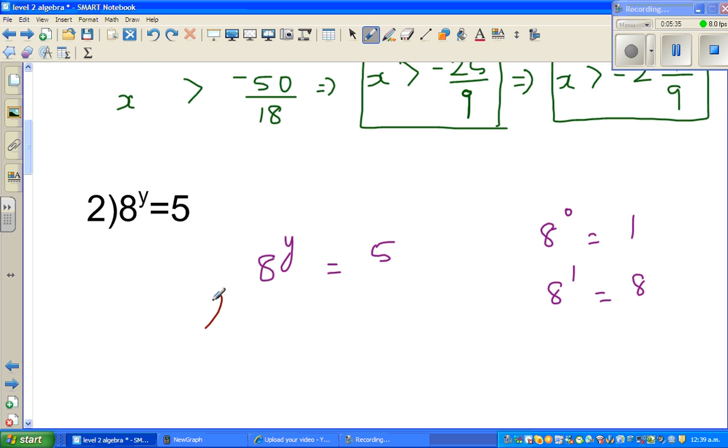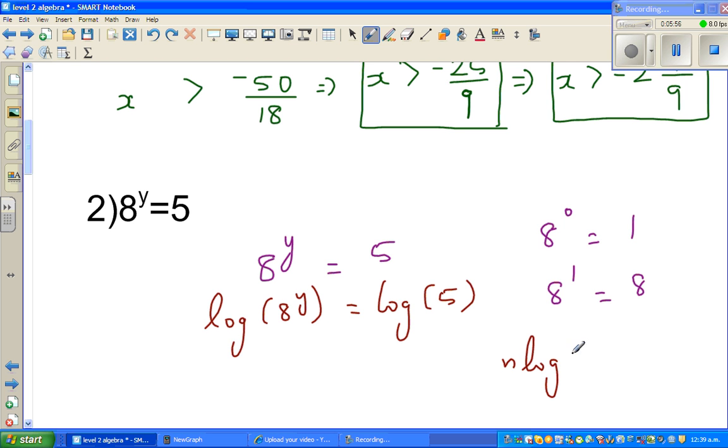So I'm taking log. If you take log of one side, log of 8 to the power y is equal to log of 5. Now applying one of the log rules, if you remember the log rules, one of them is n log x, which you can look up in your formula sheet, is nothing but log of x to the power n. Therefore, this is y log 8 is equal to log of 5.